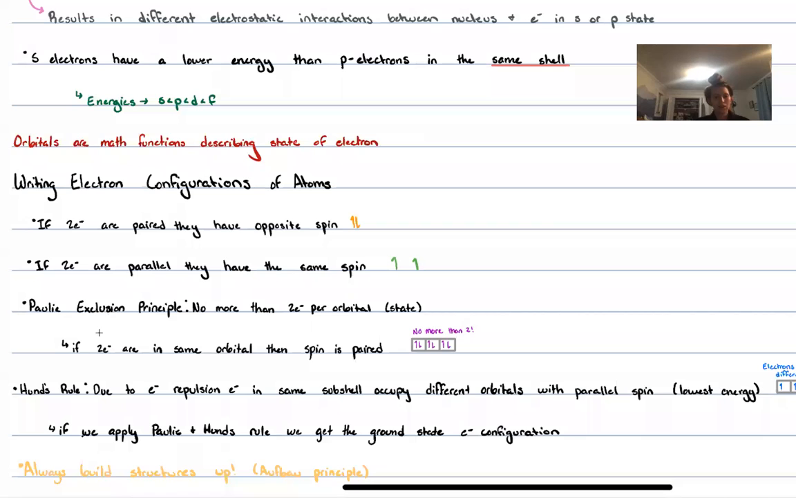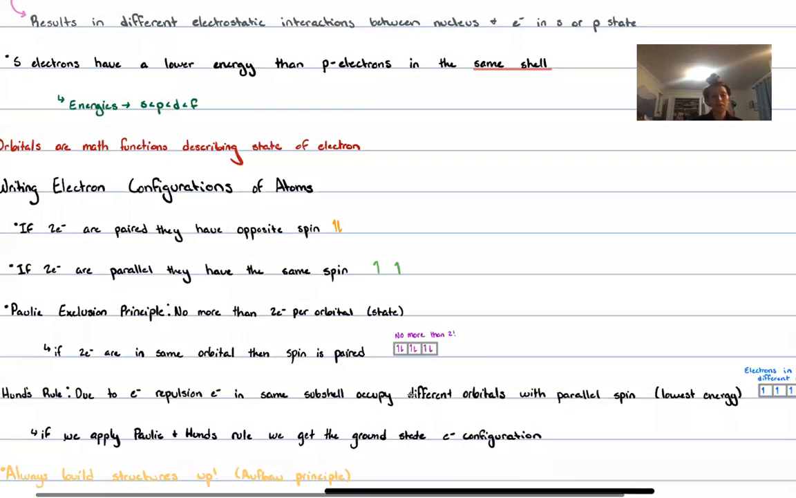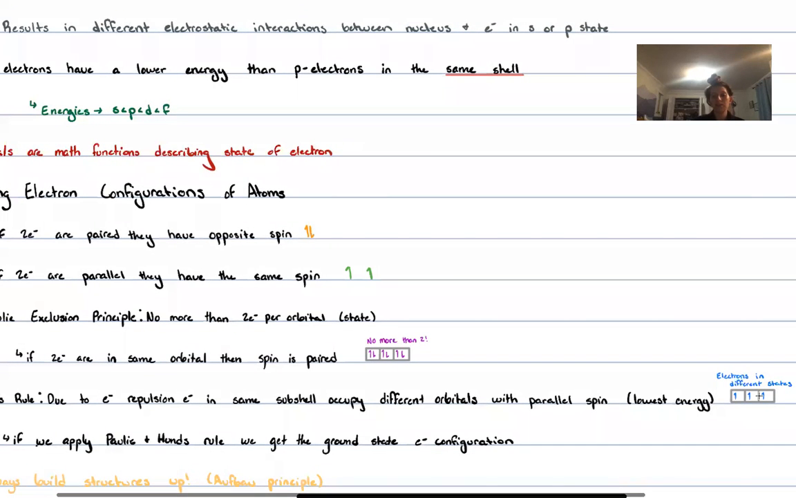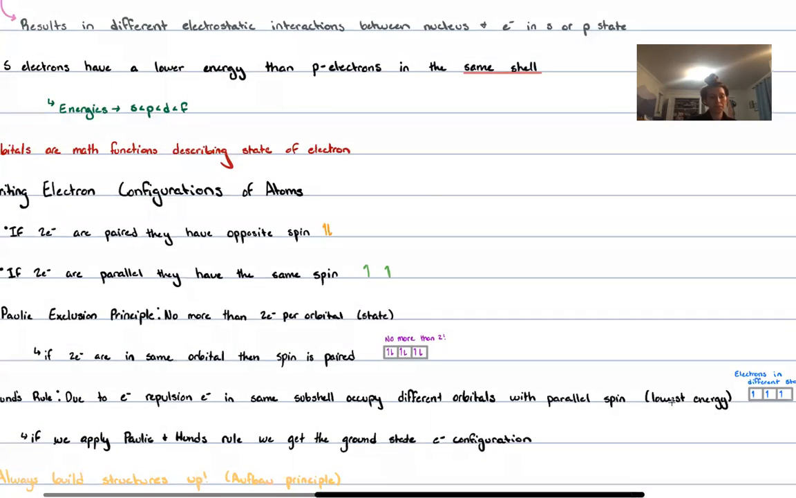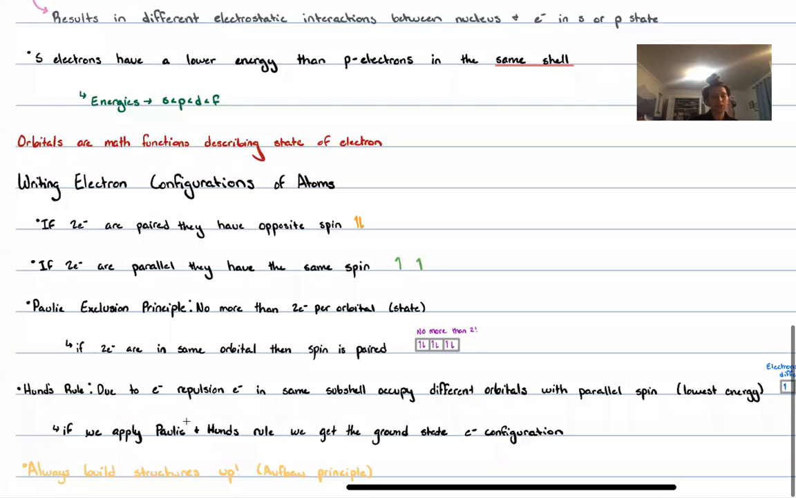And then, basically no more than 2 electrons per orbital if each of these little squares is an orbital. And then Hund's rule says that because electrons like to repel each other, we want to keep them as far away from each other as possible, because this is going to give it the lowest energy and therefore make it the most stable an atom can be. And that's basically the stuff we do to actually get the ground state for our electron configurations.